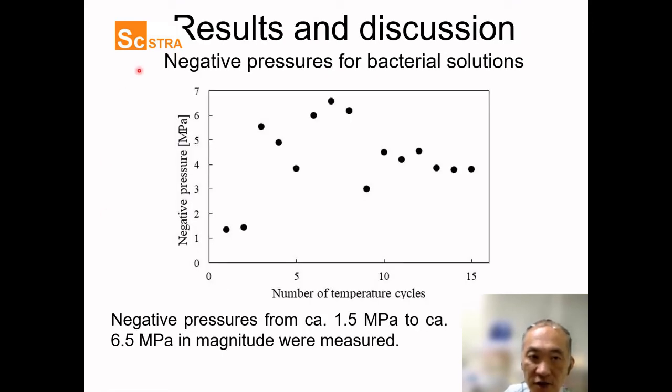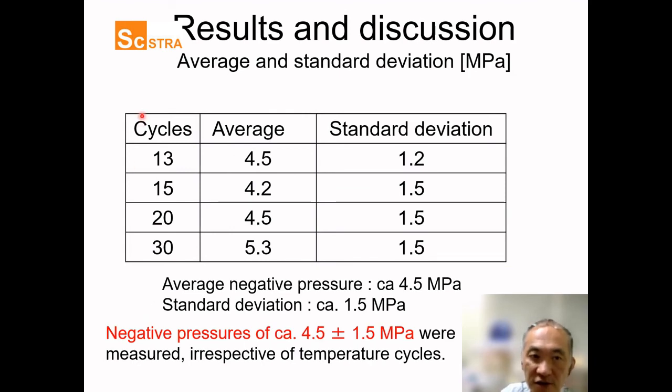Next, I would like to present results and discussion. This graph shows a typical relation between negative pressure and temperature cycle for a bacterial solution. Negative pressures from circa 1.5 MPa to circa 6.5 MPa in magnitude were measured. This table shows average and standard deviation for definite cycles. Irrespective of temperature cycles, negative pressures of circa 4.5 plus minus 1.5 MPa were measured.